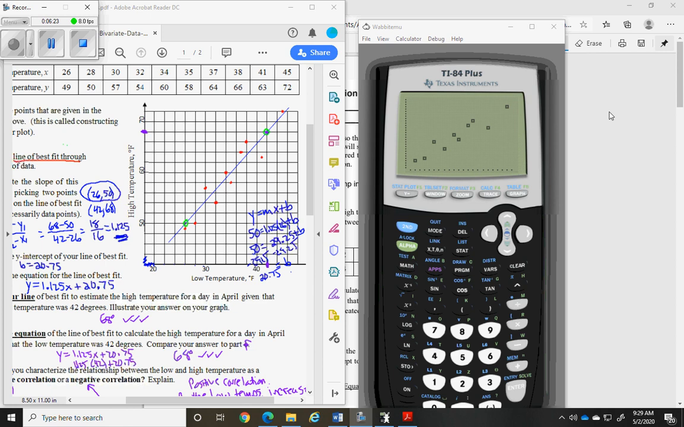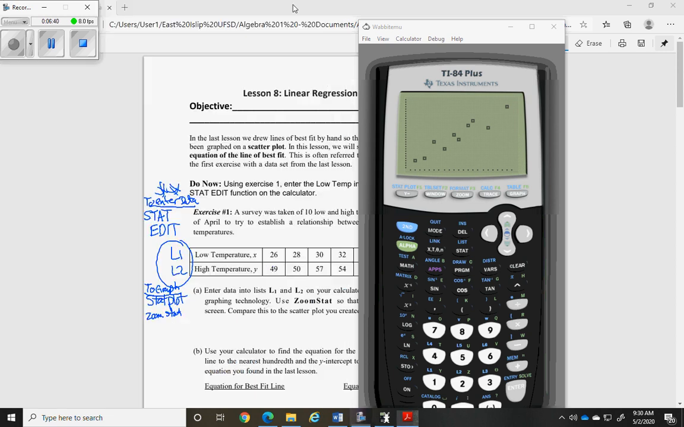It really is. I just don't have a line of best fit on my calculator. It's just a scatter plot. Remember, we did the line of best fit by hand, and we got this y equals 1.125x plus 20.75. So let's learn how to do that on the calculator.